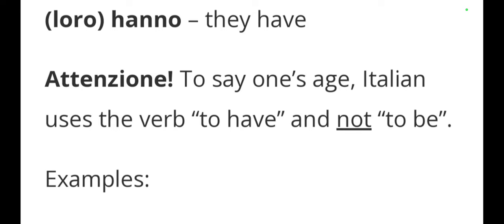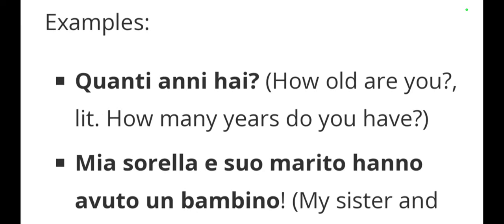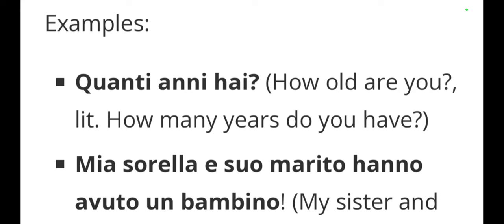Attenzione. To say one's age, Italians use the verb to have and not to be. For example, quanti anni hai? How old are you? Literally, how many years do you have?